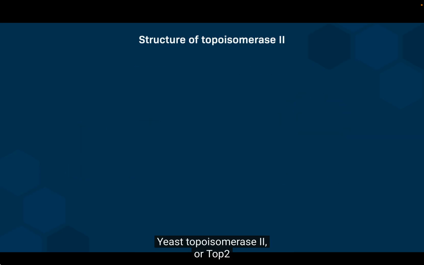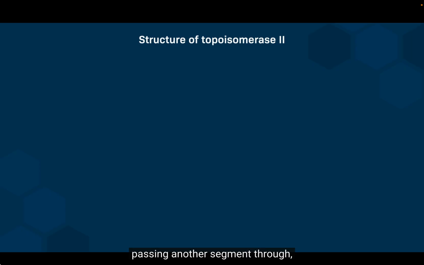Yeast topoisomerase II, or TOP2, helps untangle DNA by cutting both strands, passing another segment through, and then resealing the break. This process relieves twists and knots in the DNA during replication and cell division.